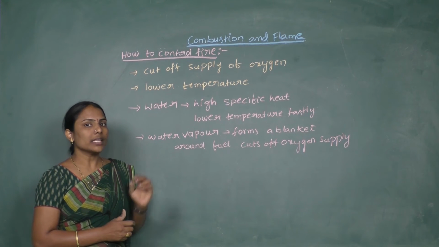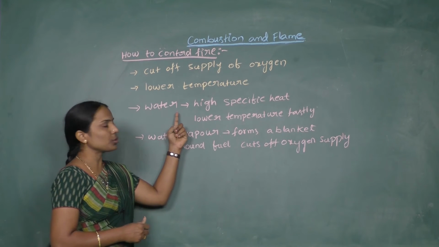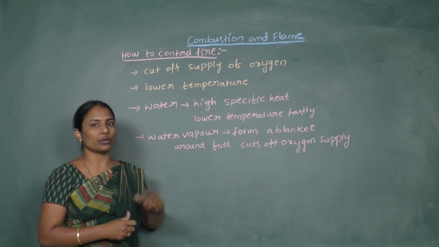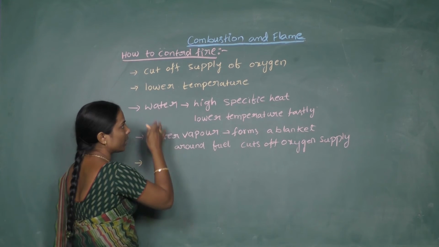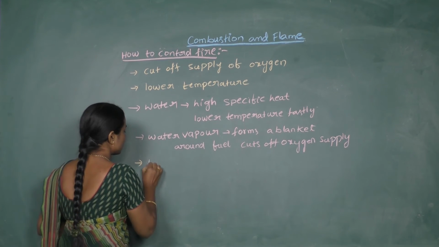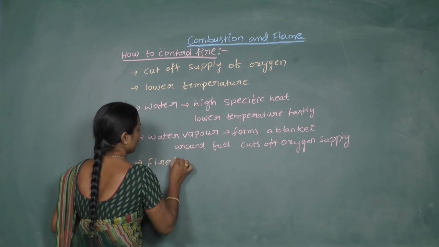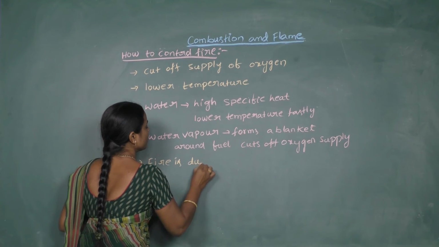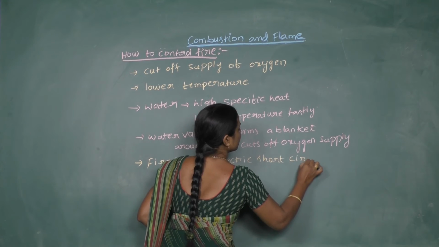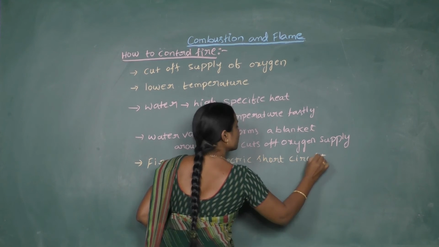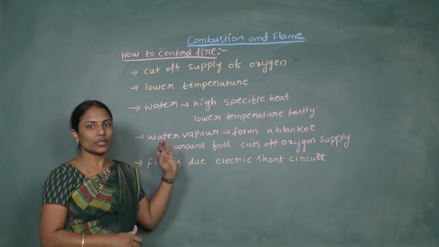But anyway, there are some exceptional cases where we should not use water for controlling fire. So what are the exceptional cases? If the fire is due to an electric short circuit, in this case we must not use water to put out the fire.